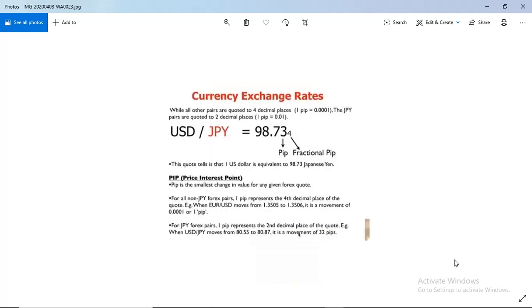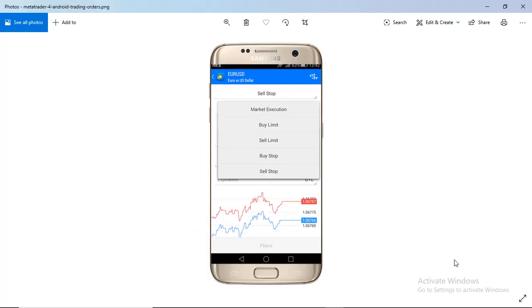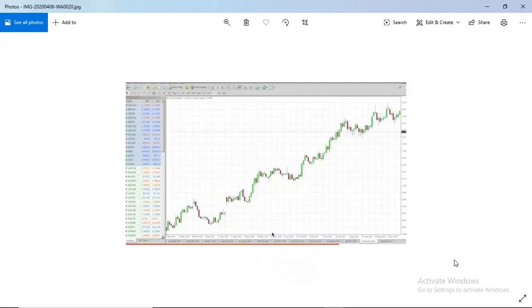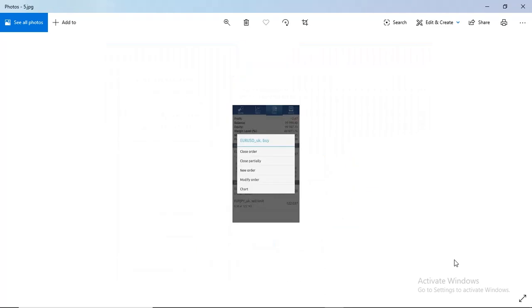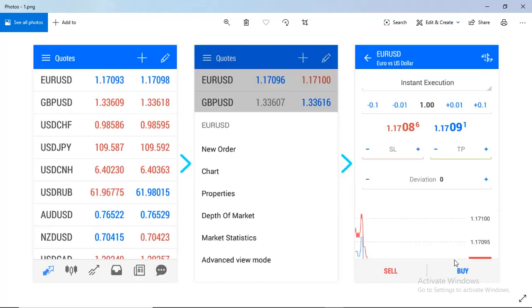After you install, what you will have is a default demo account that comes with it.